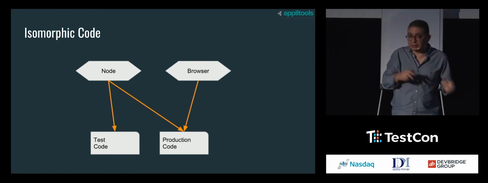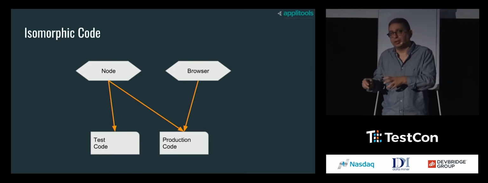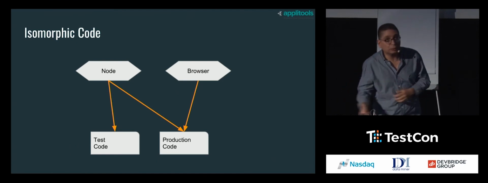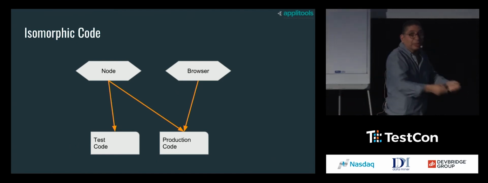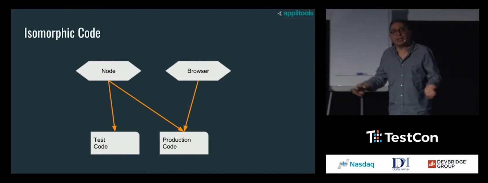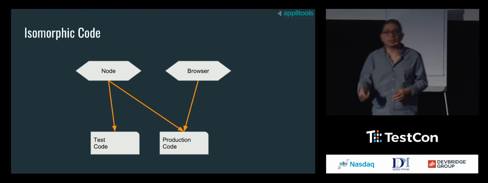We have test code and we have what we call production code or application code. The test code is the code that tests the application. The application code is the application itself. We call it a lot of times production code.